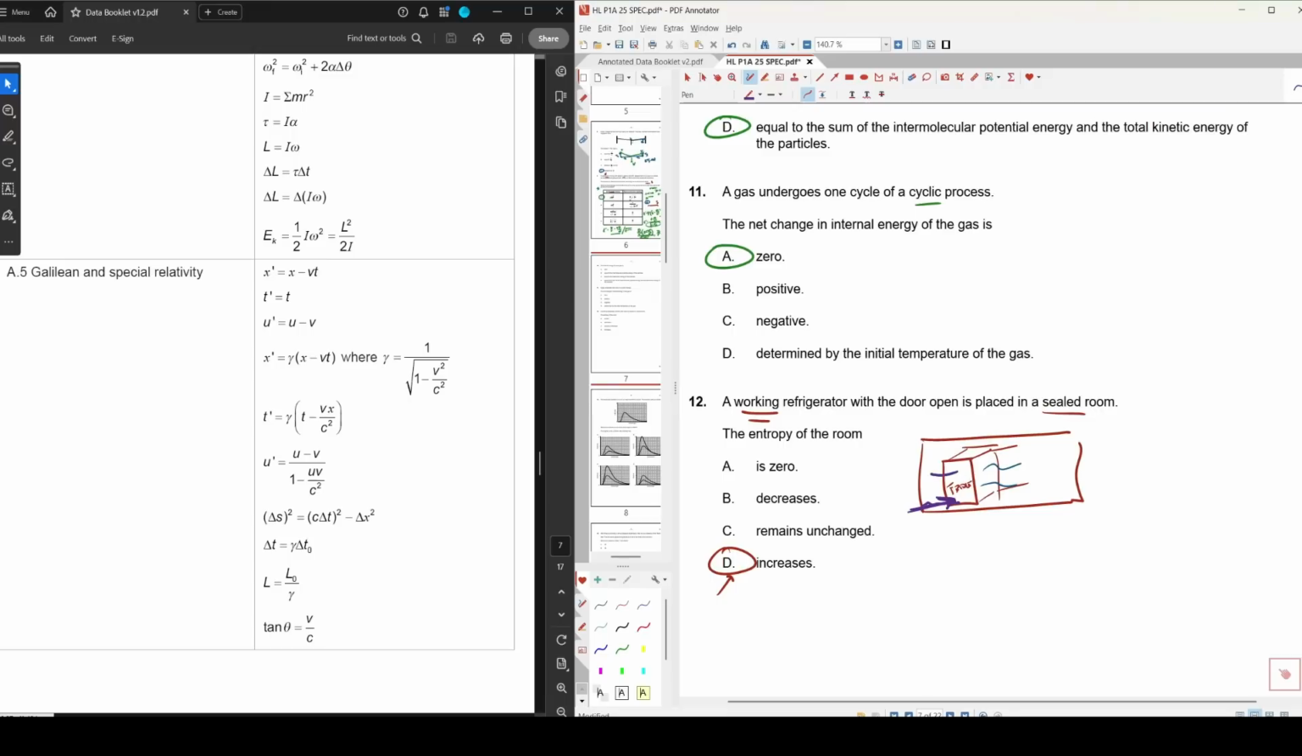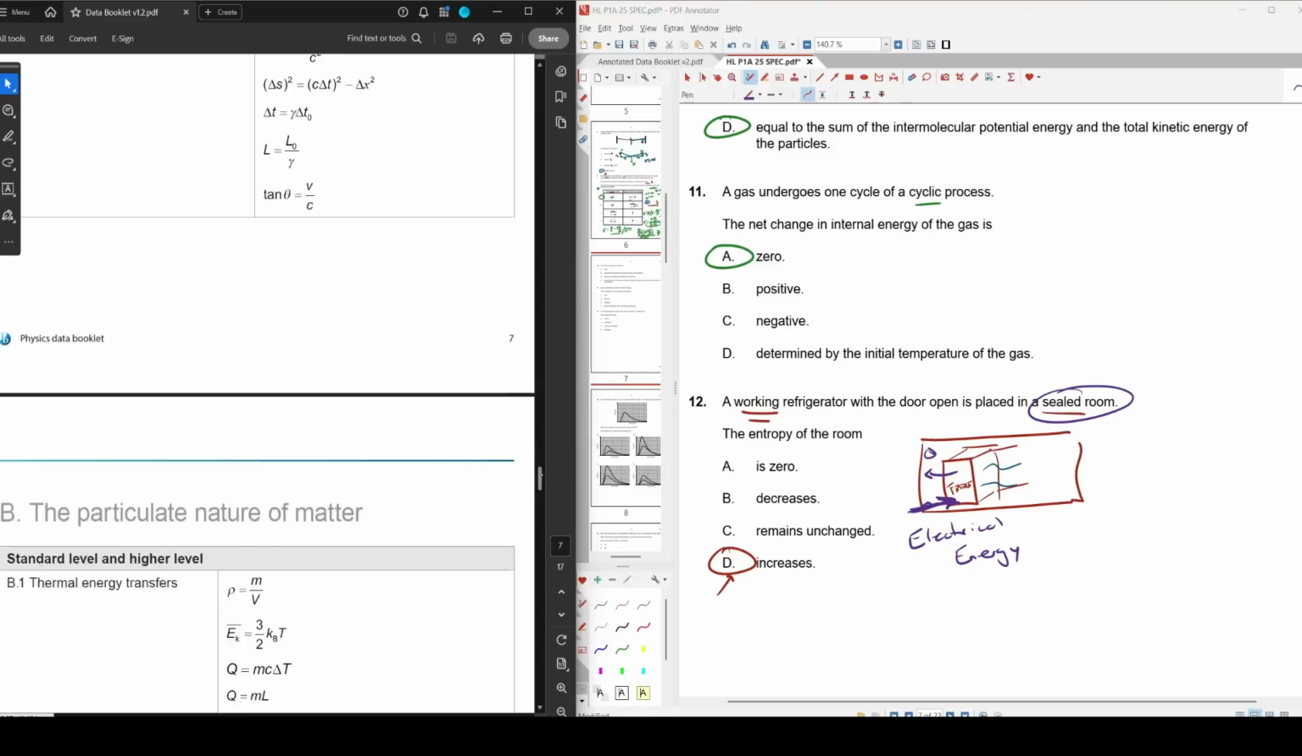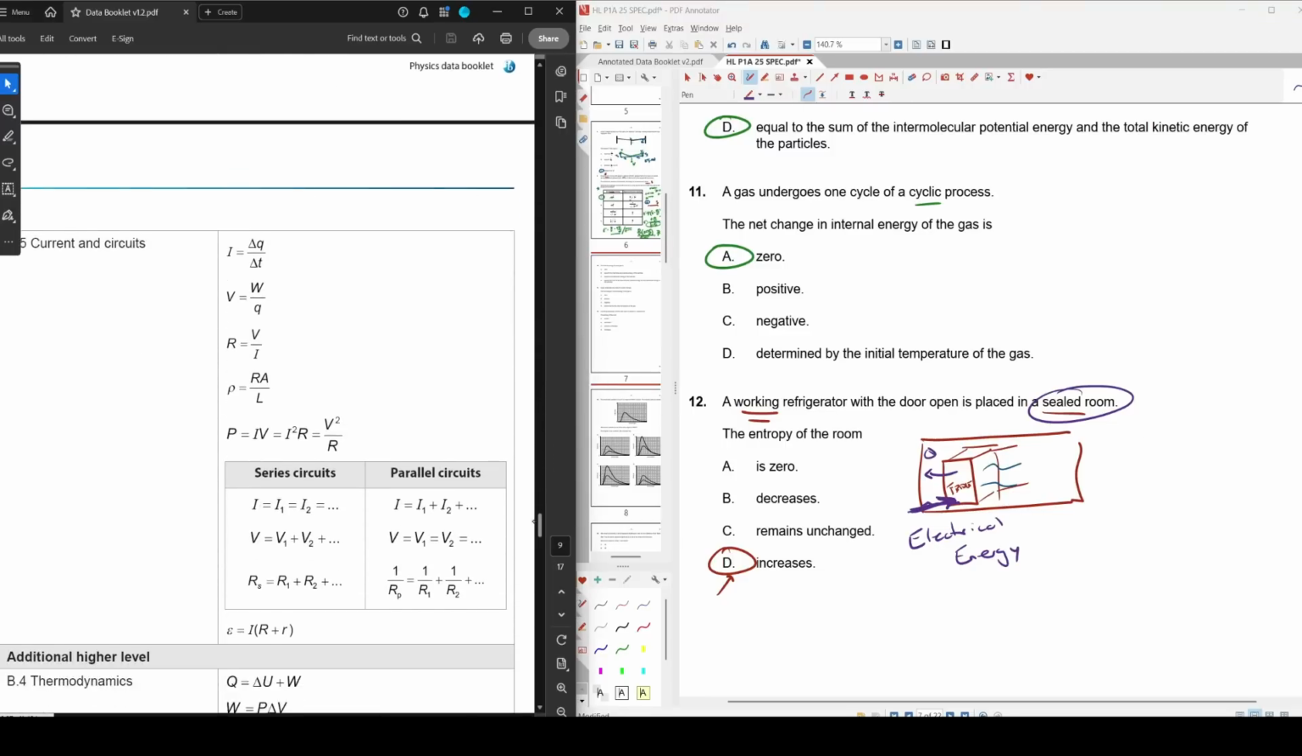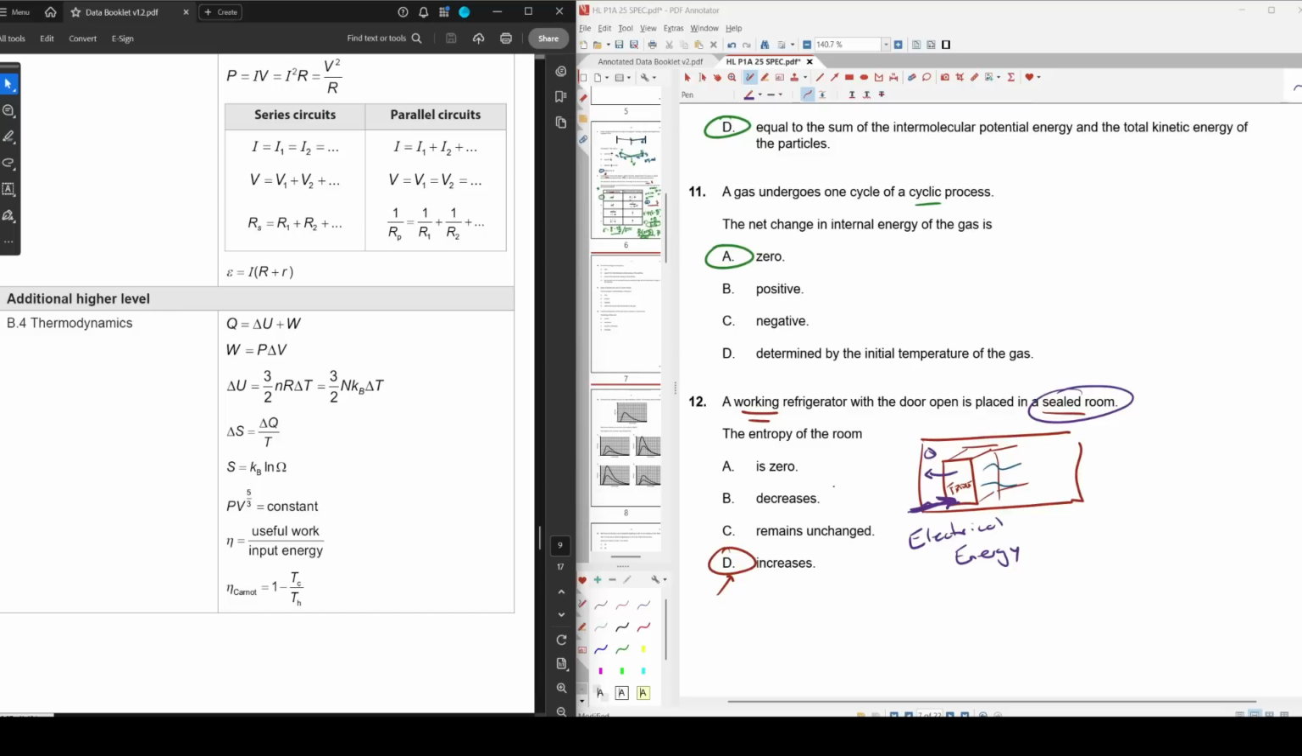And where does that heat go? Well, it just comes out of the fridge, you know? So there's energy coming into the room. There's a net flow of energy into the room. There's electrical energy coming in, and it's a sealed room, so energy can't leave. So I have a situation where there's a net flow of heat into the room.